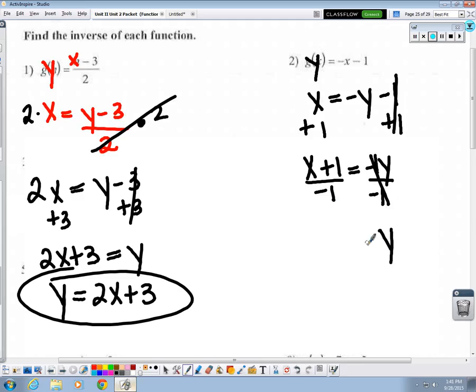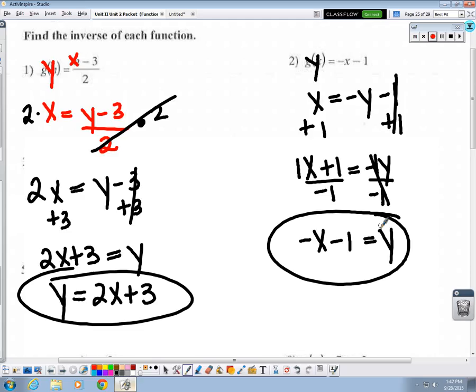Okay, so y equals, this will actually reduce. What's x divided by negative 1? Okay, look, isn't there a 1 right here? 1 divided by negative 1 is a negative 1x, so you don't have to write the 1. And then 1 divided by negative 1 is negative 1. Or if you wanted to, you could have rewritten that as y equals negative x minus 1. Yep, that's done.